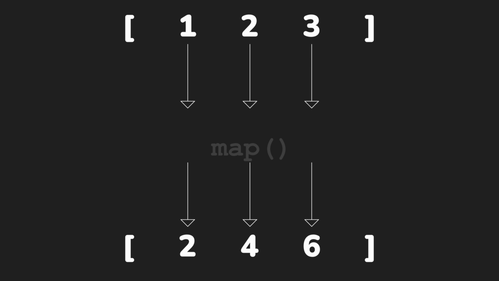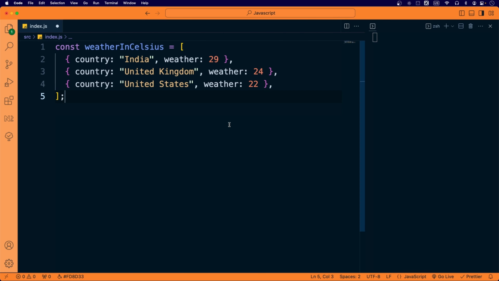The map method creates a new array with transformed values by applying a function to each element of the original array. Here is a real-time example. Let's say we are developing a weather app. For that, let's assume this array has weather information in Celsius. We want our users to view weather in both Celsius and Fahrenheit. We can easily achieve this using the map method.